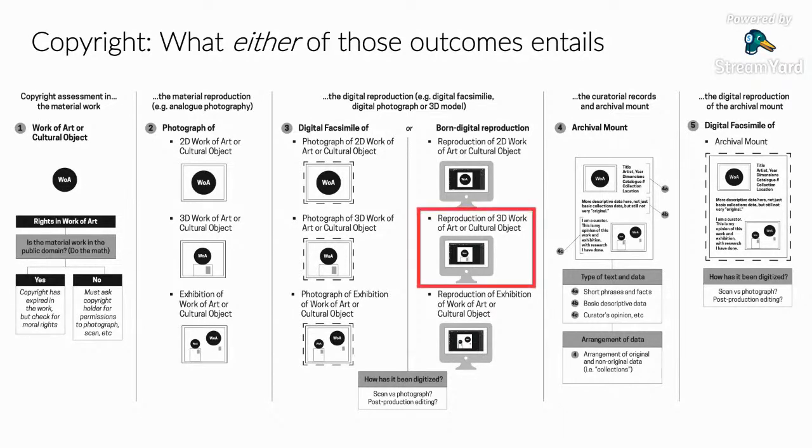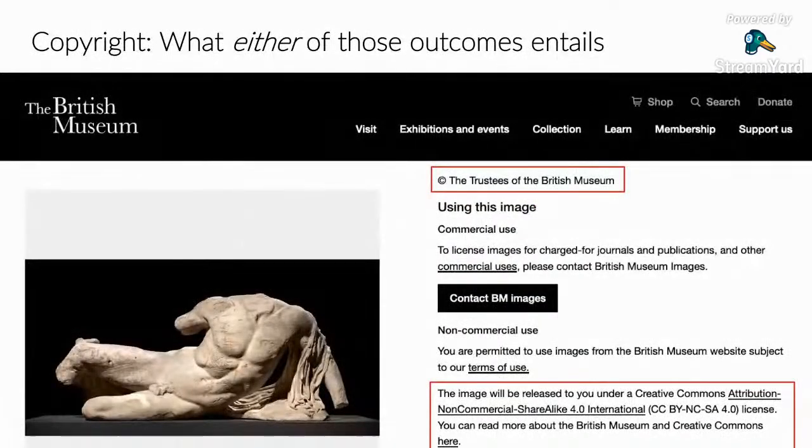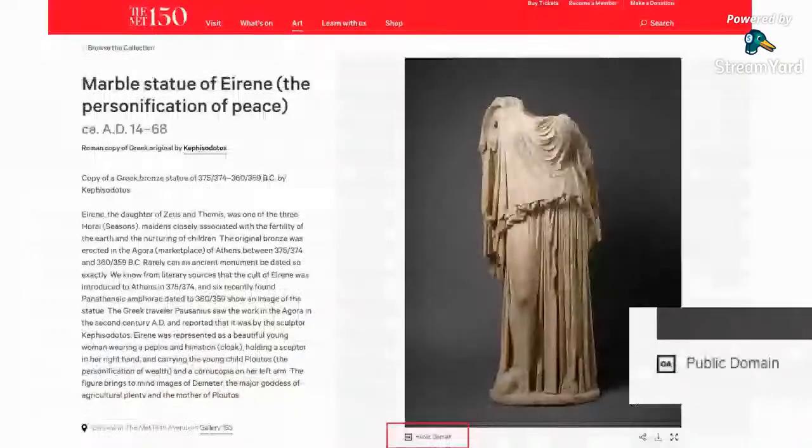So let's very briefly apply this with a specific example, namely a 2D photograph of a 3D sculpture. So this image satisfies the threshold of originality because it's a 2D photograph of a 3D work that required lighting, potentially a lot of skill and judgment in order to make. So the British Museum has claimed copyright, and they've released the image under the closed Creative Commons license, which requires attribution, non-commercial use, and sharing alike, because they have copyright in the image, and they are entitled to do that.